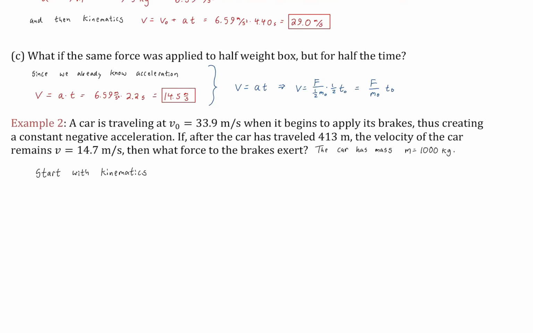A car is traveling at an initial velocity of 33.9 meters per second, begins to apply some brakes, thus creating a constant negative acceleration. If after the car has traveled 413 meters, the velocity of the car is 14.7 meters per second, so it's slowed down substantially, what force do the brakes exert? And we're obviously going to assume a constant force and a constant acceleration. Wasn't specified otherwise.